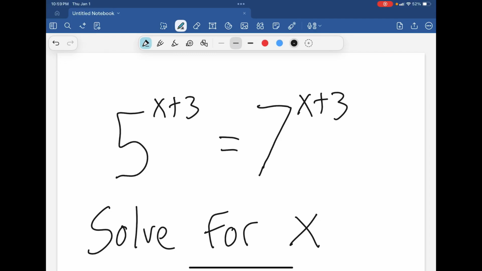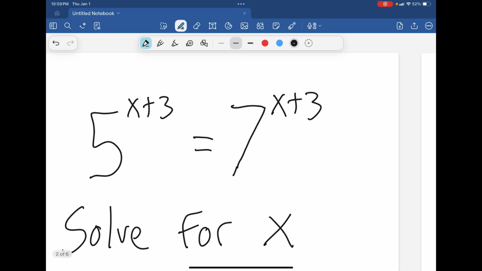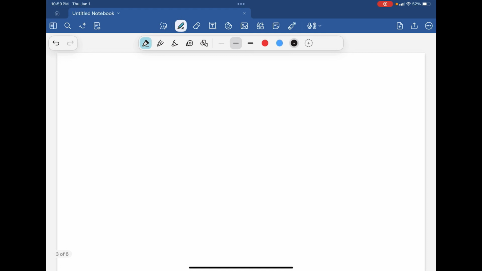Welcome to today's daily math question, and in today's video, we are going to be solving the equation 5 to the power of x plus 3 equals 7 to the power of x plus 3, and we need to solve for the value of x. Now, believe it or not, there are actually two different ways to solve this problem. There's a pre-cal way and a calculus 1 way, and I'm going to show you both ways how to do this. So anyways, first, let's start with the pre-cal method.